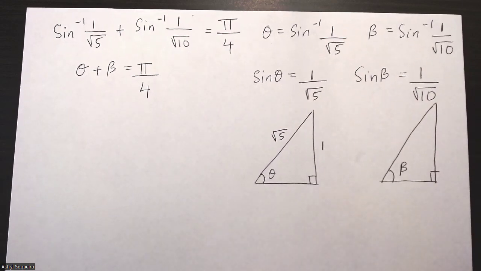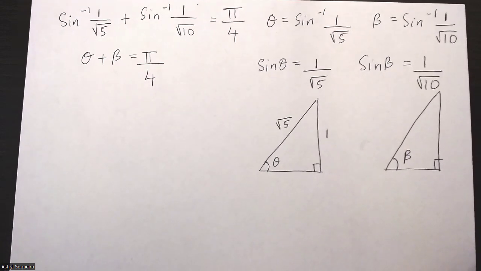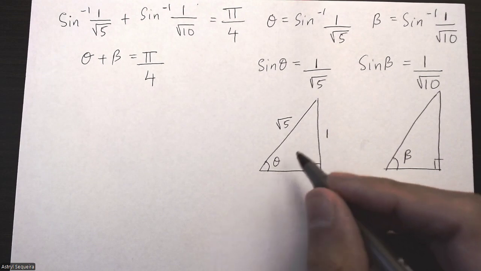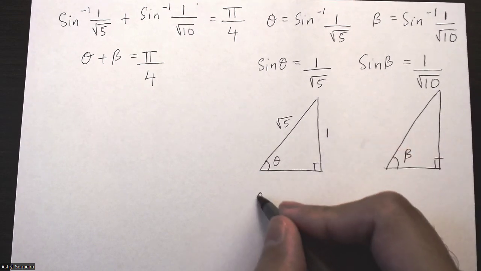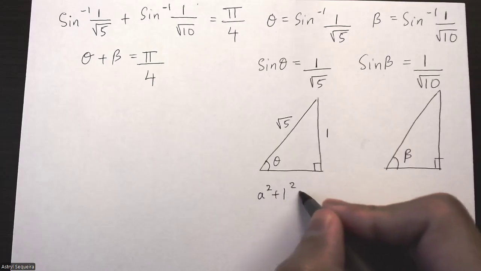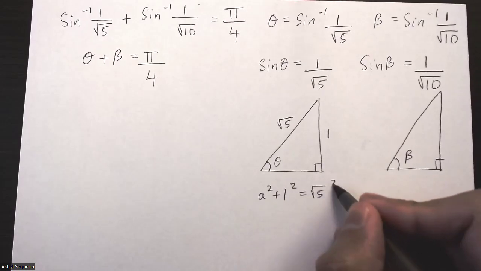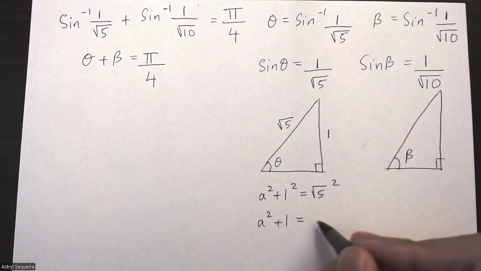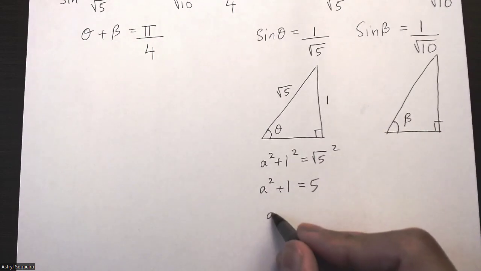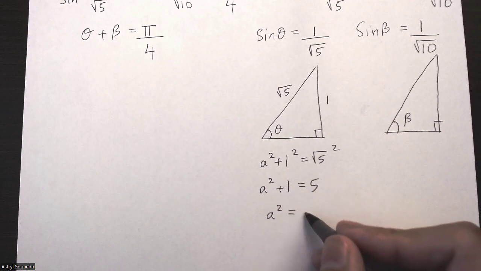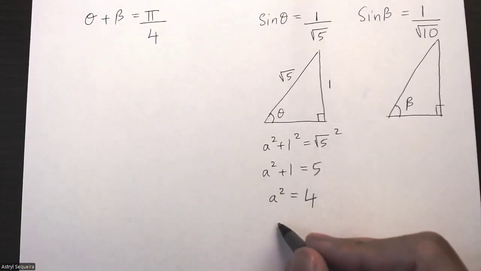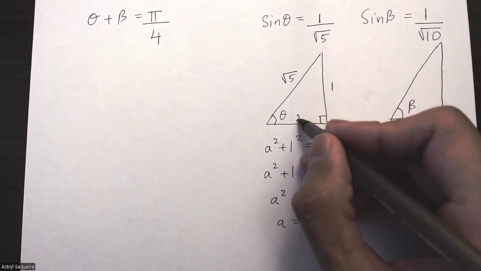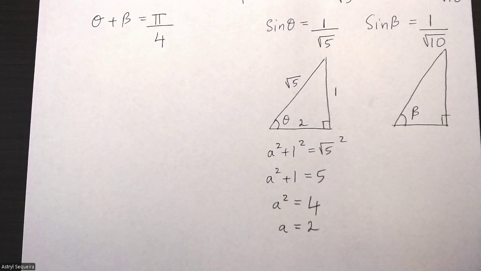I can find my adjacent side now by using the Pythagorean theorem. So a squared plus 1 squared equals root 5 squared. A squared plus 1 equals 5. A squared, I'll subtract the 1 on the other side, equals 4. If I square root both sides, I'll get a equals 2. So the bottom side over here is 2.